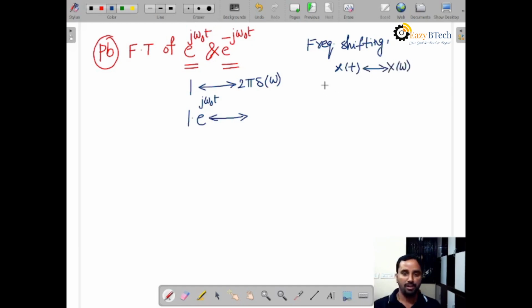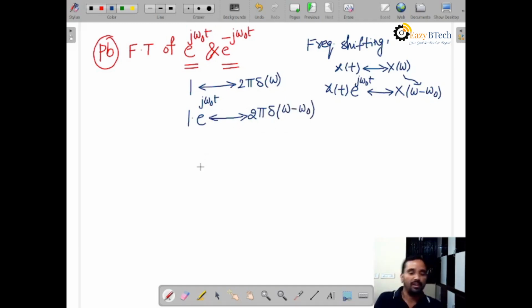Now x of t multiplied by e to the power j omega naught t: the Fourier transform is X of omega minus omega naught. This is frequency shifting, where omega becomes omega minus omega naught. Same concept here: wherever you have omega, it becomes omega minus omega naught. So what will be the answer now? 2 pi del of omega minus omega naught. This is for e power j omega naught t.